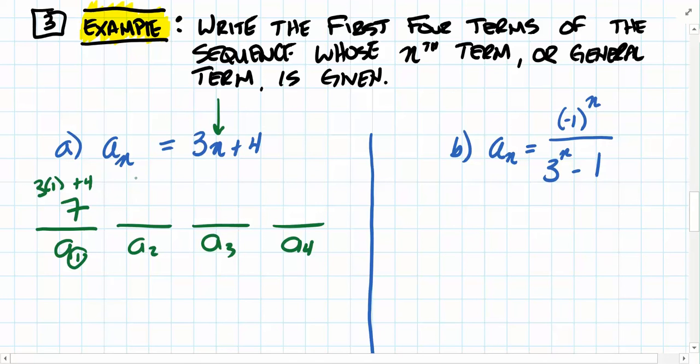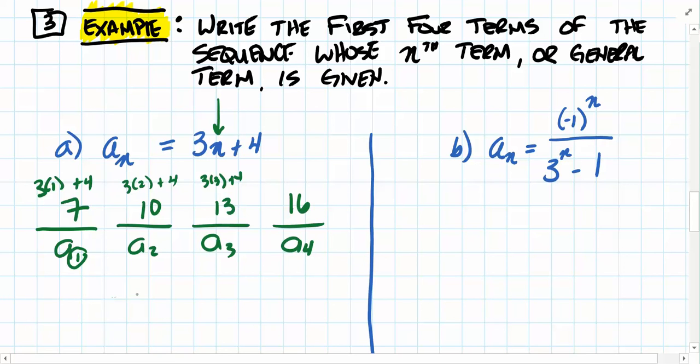Let's do the second term. Plug a 2 in. So that'd be 3 times 2 plus 4. 3 times 2 is 6. 6 and 4 make 10. So the second term of the sequence is 10. Plugging in the third, I will get 3 times 3 plus the number 4. 9 and 4 make 13. And then finally the last one would be 16.